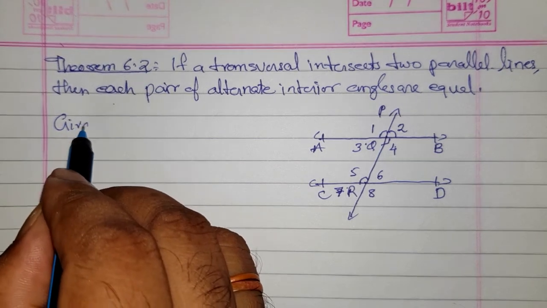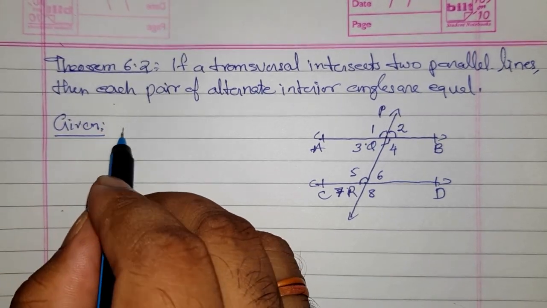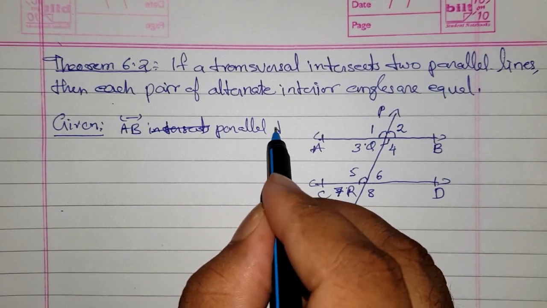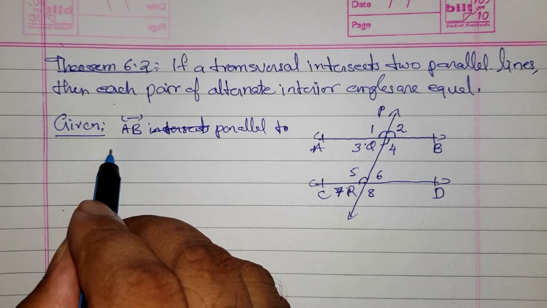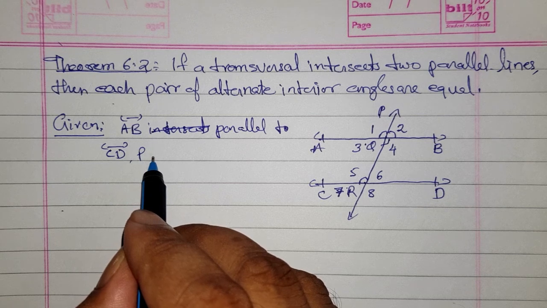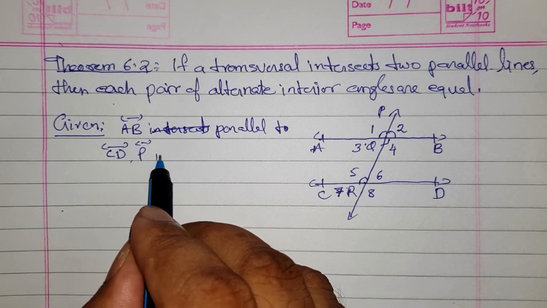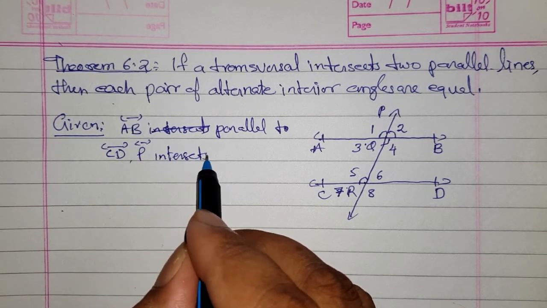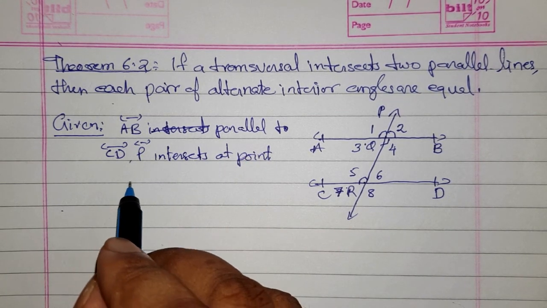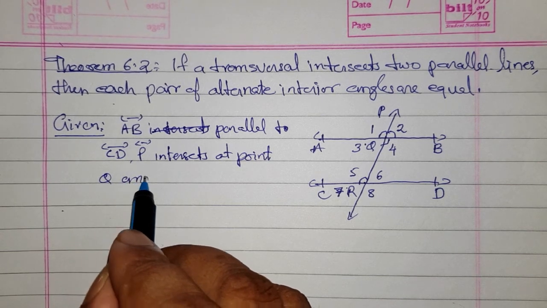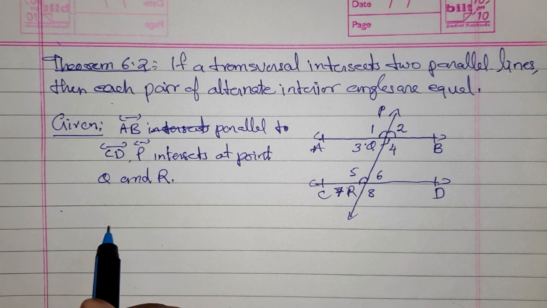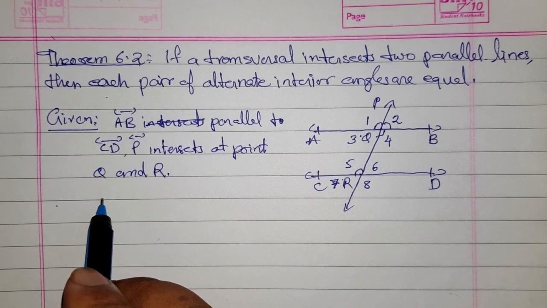So what is given that you write? Line AB parallel to line CD. Line P intersects at points Q and R, that is given here. In this figure you can see AB and CD are parallel.